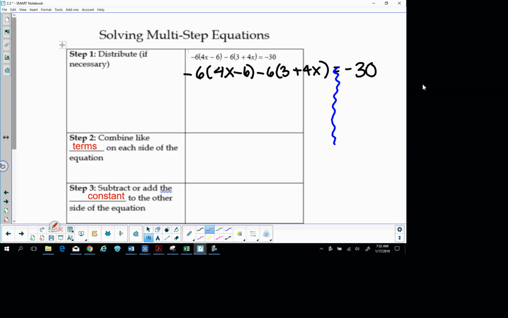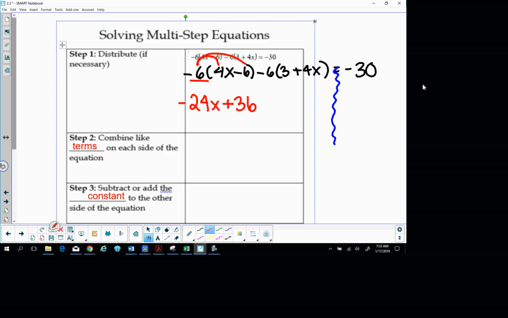So here we can distribute. What that means is I'm taking this, and what am I doing to each of these parentheses? Multiplying, right? So negative 6 times 4x is negative 24x. I'm just going to bring it down here. Negative 6 times negative 6 is positive 36. The biggest mistake I've seen here is that a lot of people mess up their signs. So when in doubt, just use your calculator.